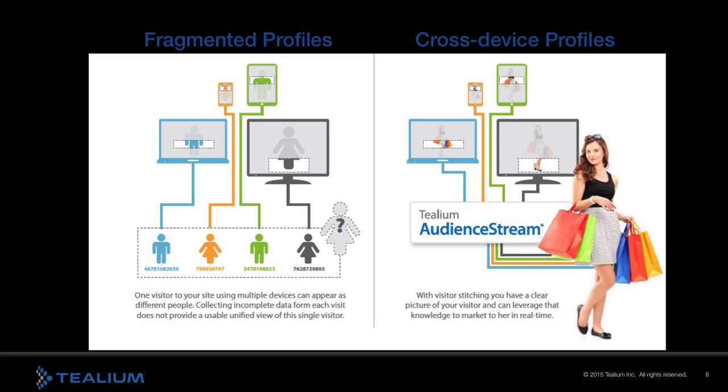So let's take into account fragmented profiles on the left. If we're talking about fragmented profiles, as someone might visit from a laptop, well, now we've got them as a particular identifier, right? A 4677810, whatever, right? You've got a different profile because you accessed a different device, and there's a cookie that's there, and that's lending to some of the confusion for a fragmented profile.